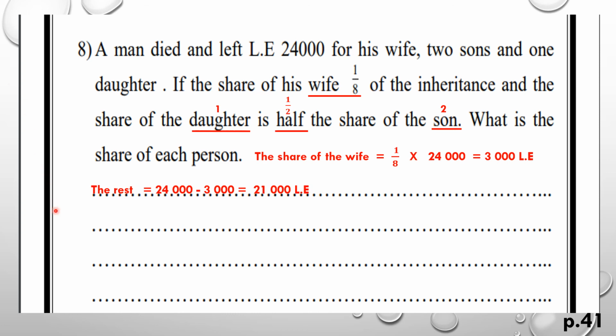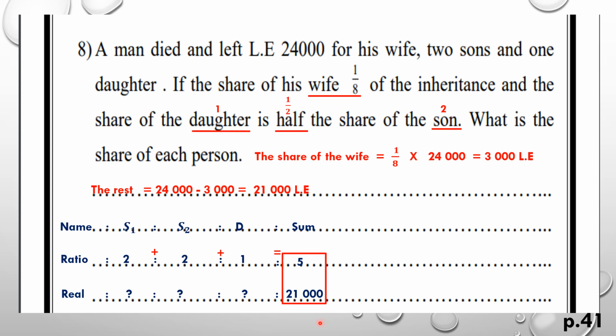Distribute means we are going to add. So, name S1 for the first son, S2 for the second son, D for the daughter, sum because we are going to add. Every son, the ratio of him will be 2. So 2 to 2 to 1. What about the sum? We need to add 2 plus 2 plus 1, which is equal 5. Now, this 21,000 should be put under the sum. Let's calculate the share of each one. This is our completed column.